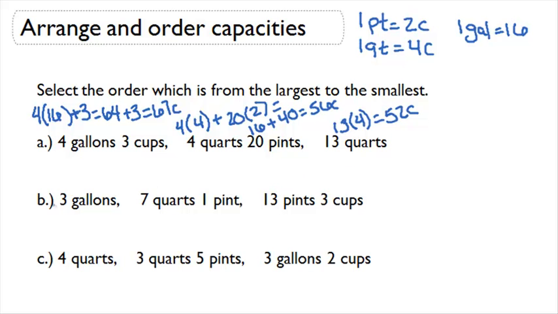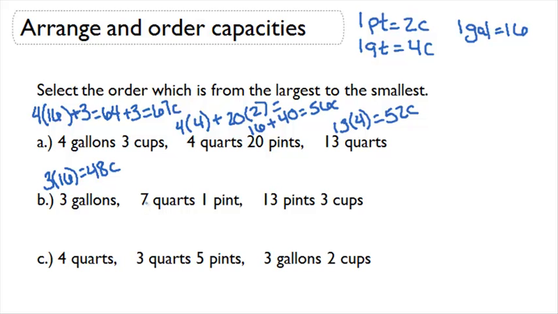Now let's look at our second. Here we have 3 gallons. Now each gallon is worth 16 cups. So here we need to know 3 times 16 is equal to 48 cups.